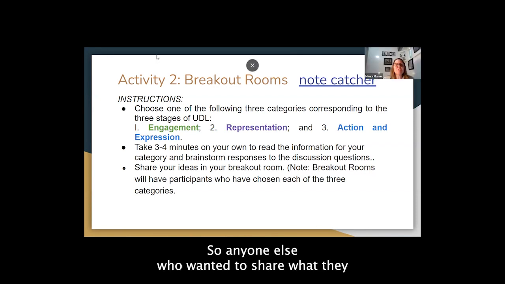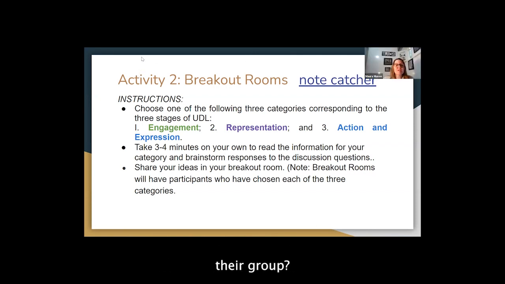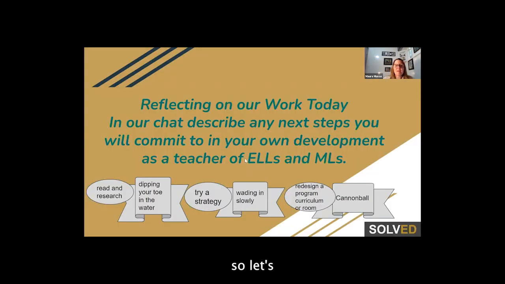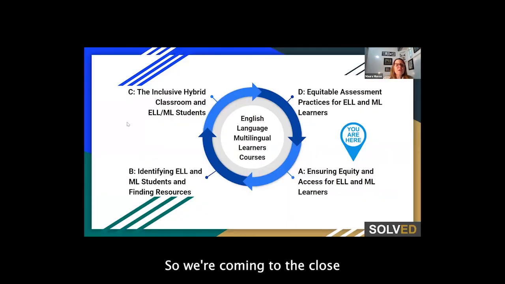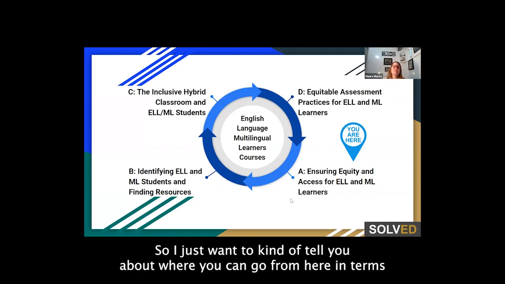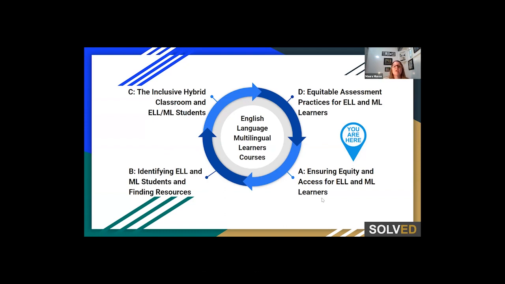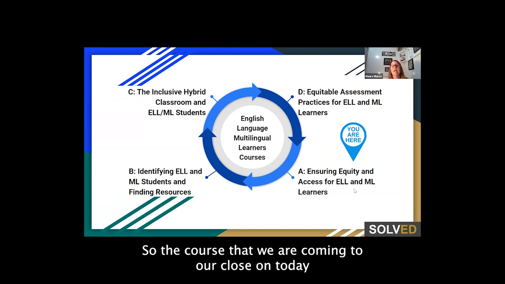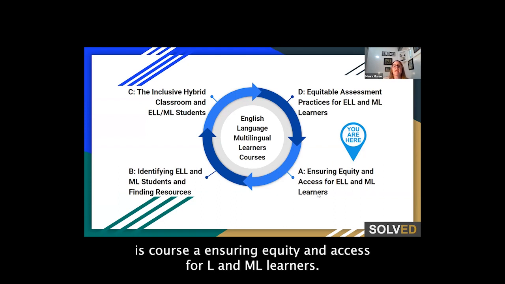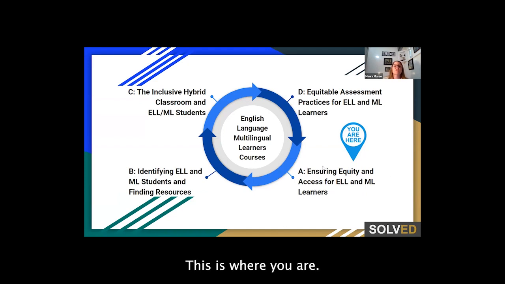Is there anyone else who wanted to share what they came across in their group? Okay. So we're coming to the close of our time today. I just want to tell you about where you can go from here in terms of other course offerings that you can use to build upon what we did today. The course that we are coming to a close on today is Course A, Ensuring Equity and Access for ELL and ML Learners. This is where you are.